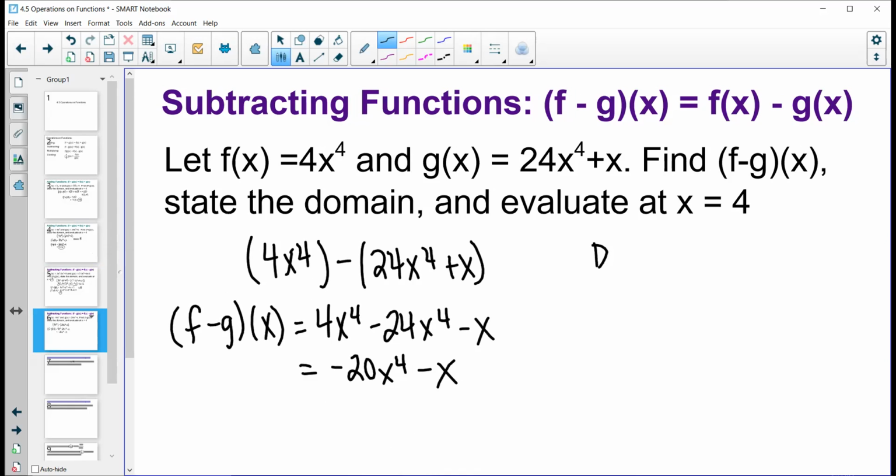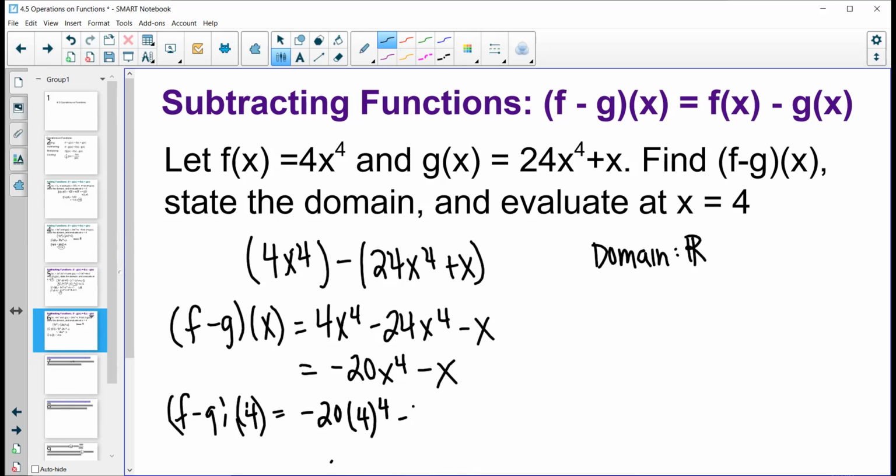Awesome. So our domain in this case is still going to be all the real numbers. Remember, whenever we have a polynomial function, their domain is typically all of the real numbers. And then we want to evaluate when x equals 4, so (f - g)(4), that looks like a -4 there, but I promise it's just a 4, equals -20 times 4 to the fourth minus 4.